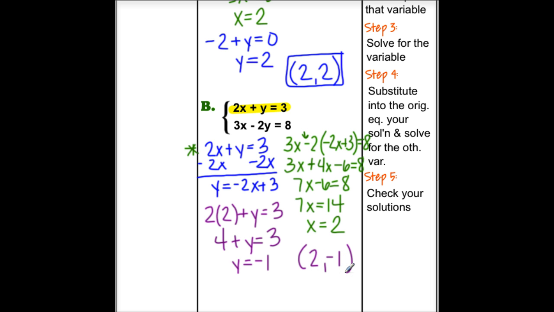And when I go back to check that, I know it works in the first one because I just did it. And 3 times 2 is 6. 2 times negative 1 is negative 2. 3 minus negative 2 is 6 minus negative 2, which is 6 plus 2, which is 8. We know that is correct.